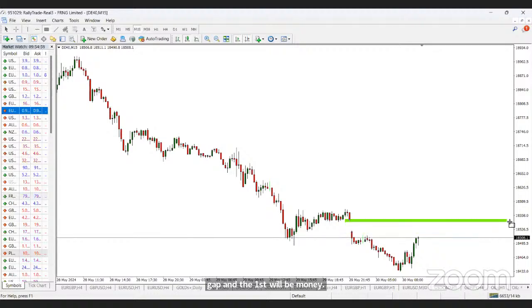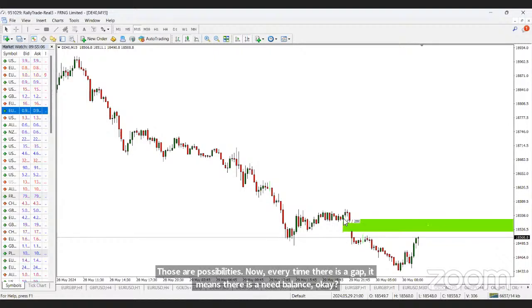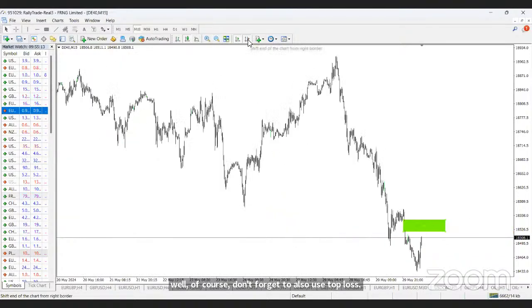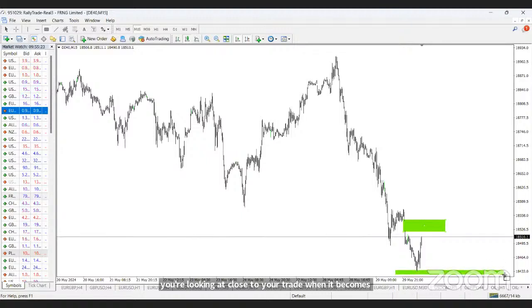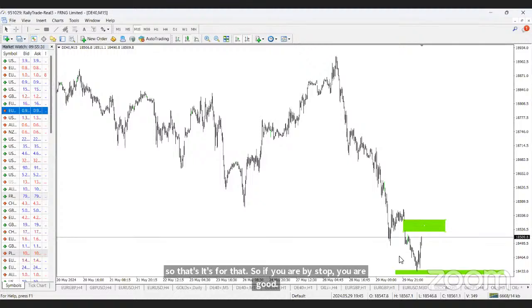Now, anytime there's a gap, it means there's an imbalance. And the price can actually fill it. And of course, you should be in money. So if you pick your buy stop, don't forget to also use stop loss. Your stop loss, if it picks your buy stop right now, that's the trap you set. It means that you're looking at closing your trade when it becomes profitable. But otherwise, if it is going down against you, your stop loss should be below this region that I painted on the chart. So if you're on buy stop, you're good. If it picks you in, congratulations, and of course, enjoy your money.